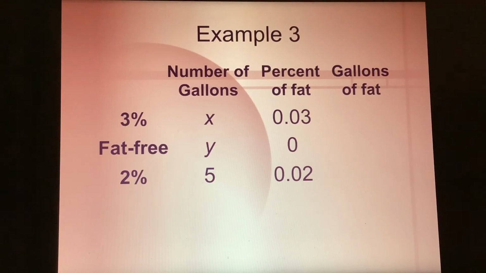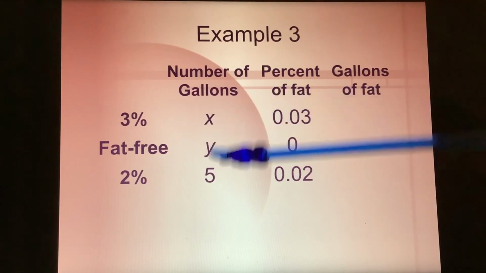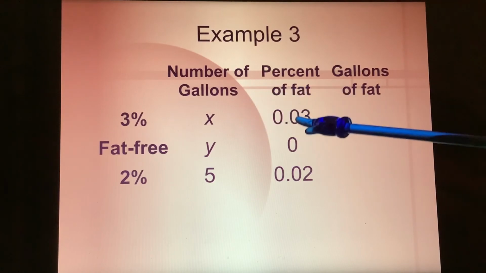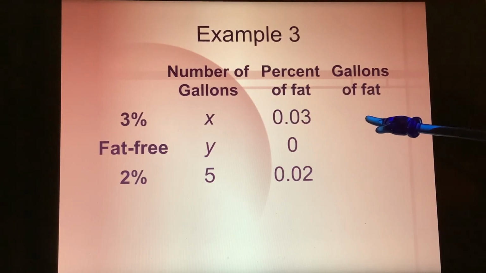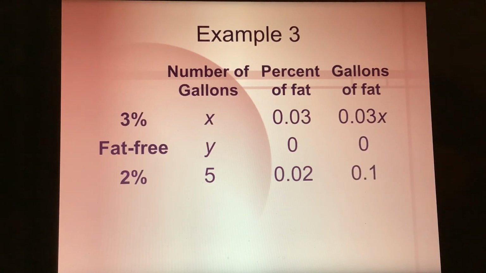So we read through the problem, and then we distributed our information into this chart right here. The number of gallons times the percent of fat is going to give us the gallons of fat right there. So that's going to be 0.03x. Y is going to be 0 because the fat-free milk is 0. But your 2%, you want to see how much of each should be used here.